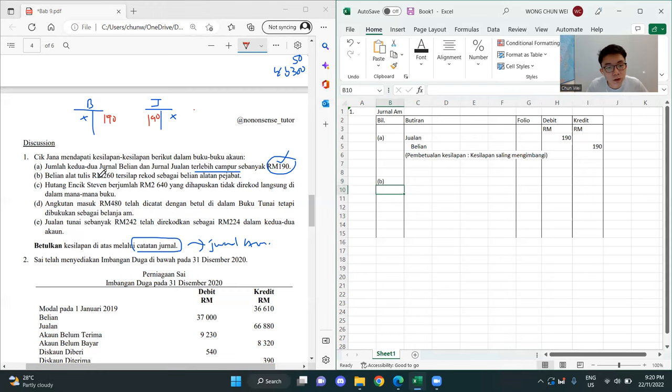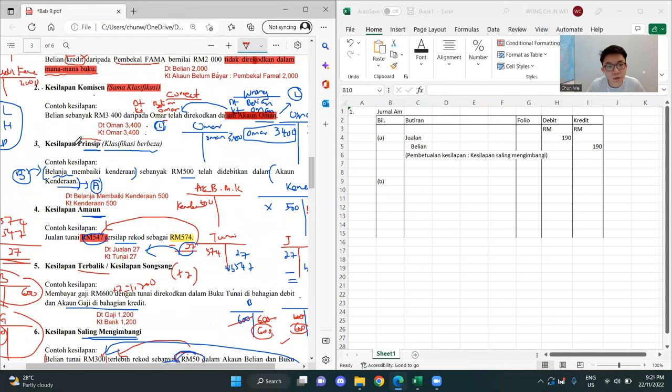Then we'll move on to B. B. Belian alat tulis RM260 tersilap rekod sebagai belian alatan pejabat. Is it? Belian alat tulis tersilap rekod sebagai belian alatan pejabat. So, which kesilapan is this one? And first thing you see, this is asset. Eh, bukan. Belian alat tulis normally is a belanja. Okay? Because I told you alat tulis, you put inside your belanja mah. Correct tak? Okay. Now, tapi dia record sebagai belian alatan pejabat. Alatan pejabat is a what? Is an asset. So, this is klasifikasi yang berbeza. If klasifikasi yang berbeza, we go to kesilapan prinsip. Klasifikasi yang berbeza. Faham tak?